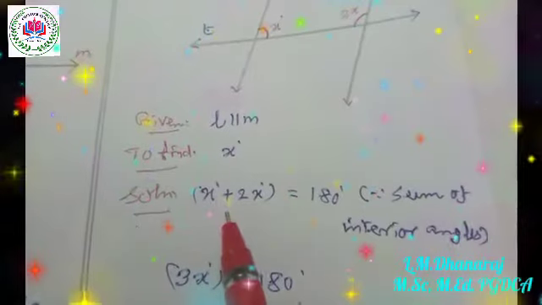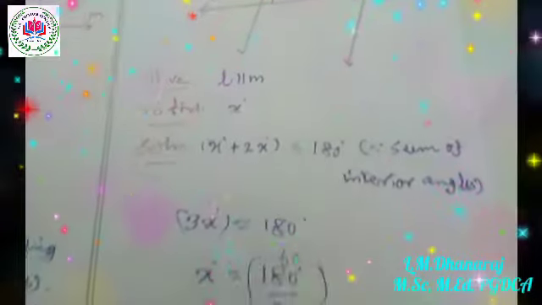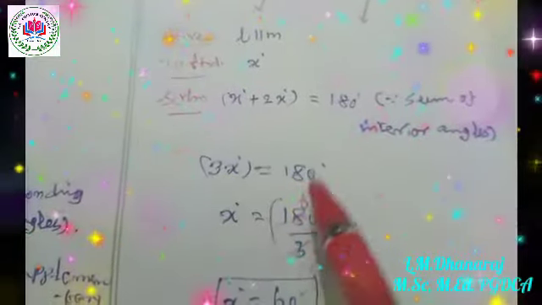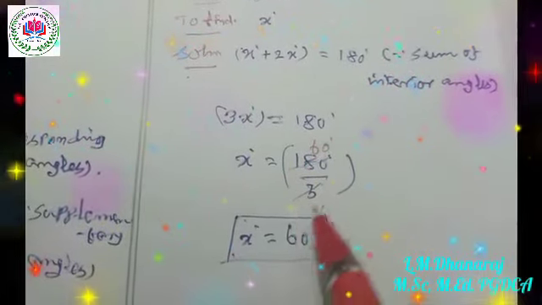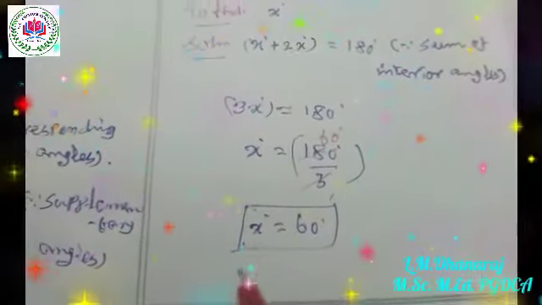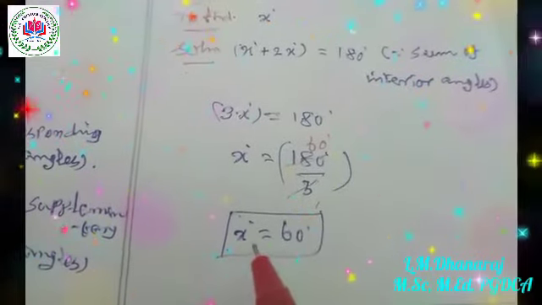So x degree plus 2x is equal to 180 degree. So this is 3x is equal to 180 degree. X is equal to 180 degree by 3. That is cancellation, we will be getting 60 degree. Therefore x degree is equal to 60 degree.